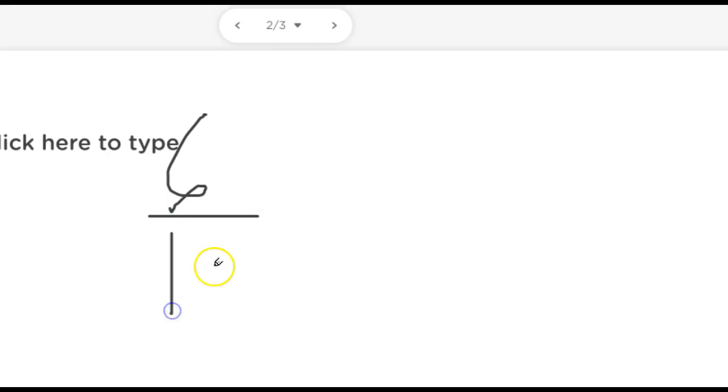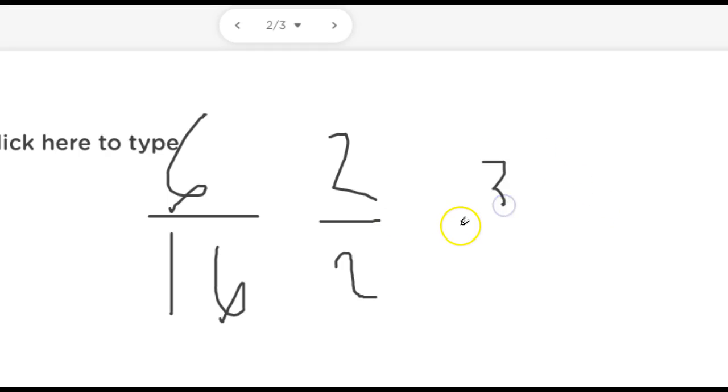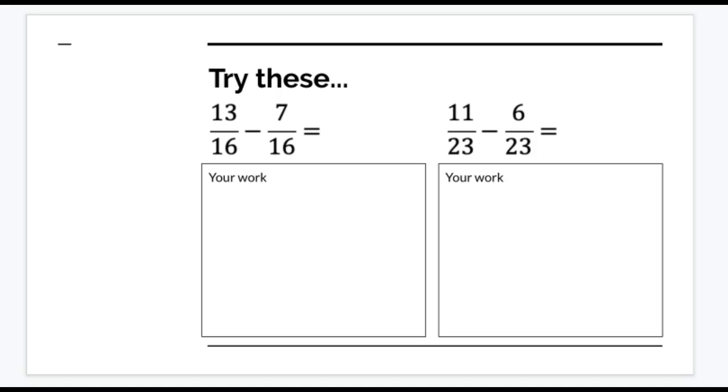Oh, that's an easy one. 6/16. Both of those can be reduced by 2. So if we reduce 6 by 2 and 16 by 2, you end up with 3/8 as the answer to that one. Let's take a look at this second one.